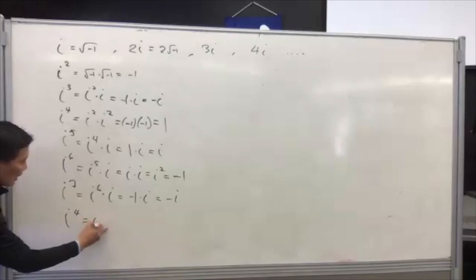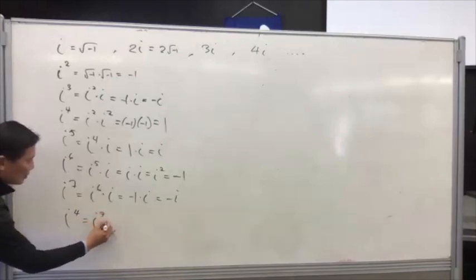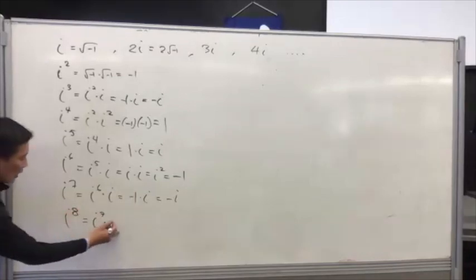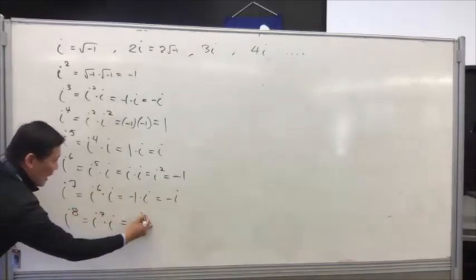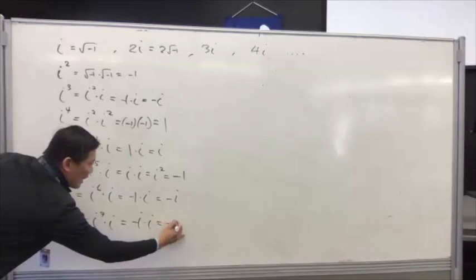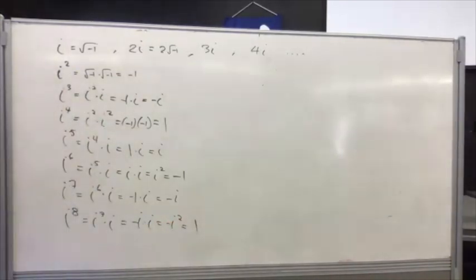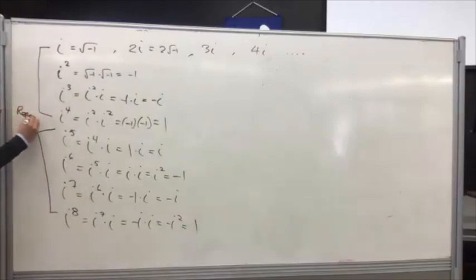This one becomes I to the 7th power times I, I mean 8. So negative I times I, which is negative I squared, which is 1. Hey, look at this. It goes every 4, repeating.